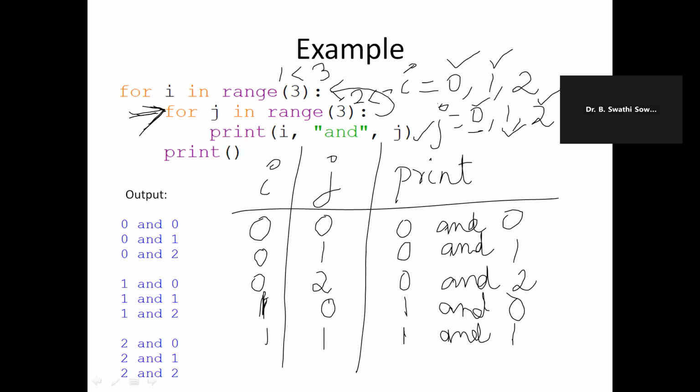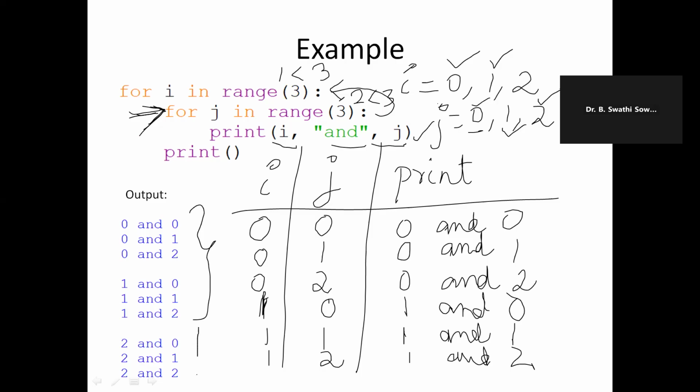Now 2 is less than 3, the condition is true. That is the reason it will again execute i and j. So the i value is again 1. We are not changing the i value, but the j value is incremented to 2. And here it will be printing i and j, that is 1 and 2. So till here, the execution I have explained.